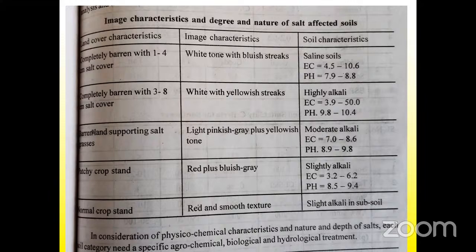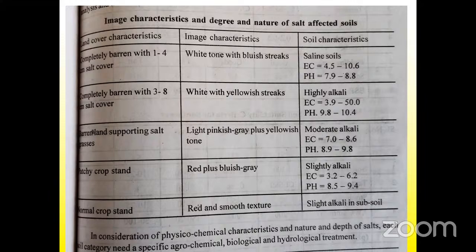In the second, high alkali zone, alkalis will be there, like sodium, potassium. I mean mineral elements will be there in that composition. That is the reason it is showing the high alkali category. The image characteristics are white with yellow streaks, on barren land supporting salt grasses.